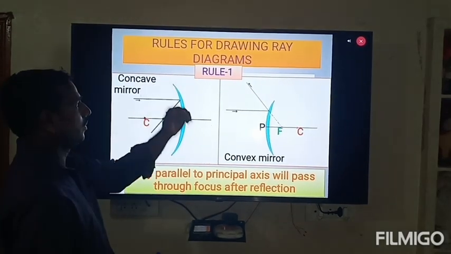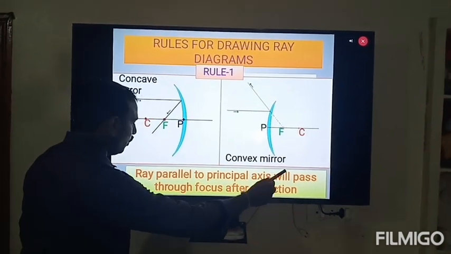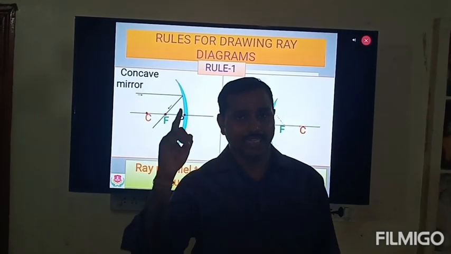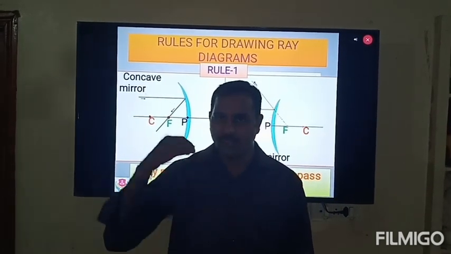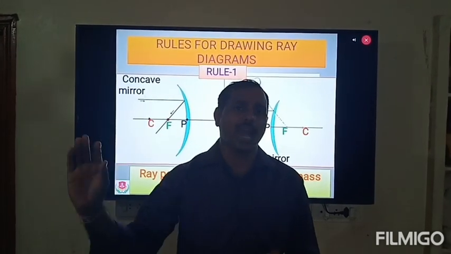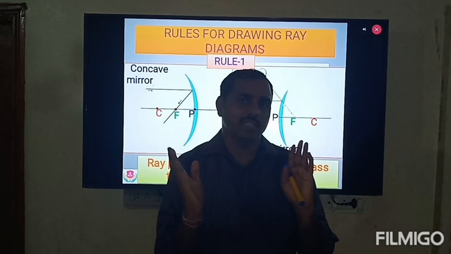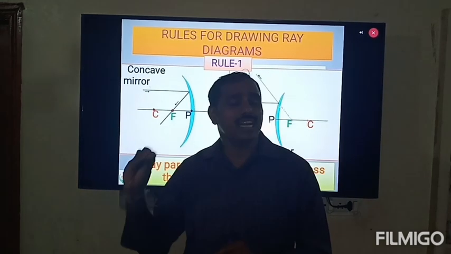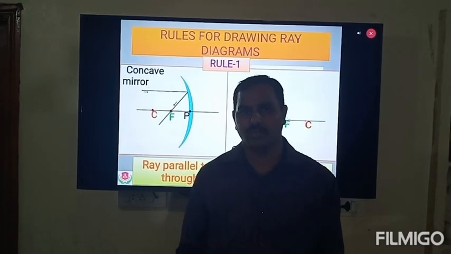See first, rule 1. What is rule 1? A ray parallel to the principal axis will pass through the focus after reflection. This one we already discussed in the definition of focal point. Whenever light comes from a source far away, the rays reaching the mirror are mostly parallel rays. These parallel rays, parallel to the principal axis, necessarily converge in the concave mirror and meet at a point on the principal axis. That point we call the focal point.